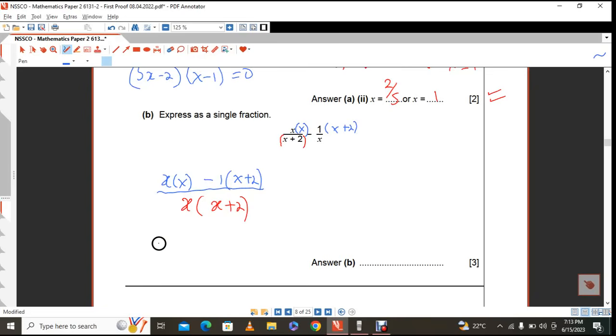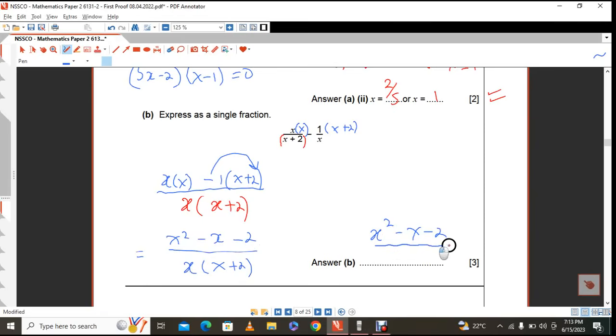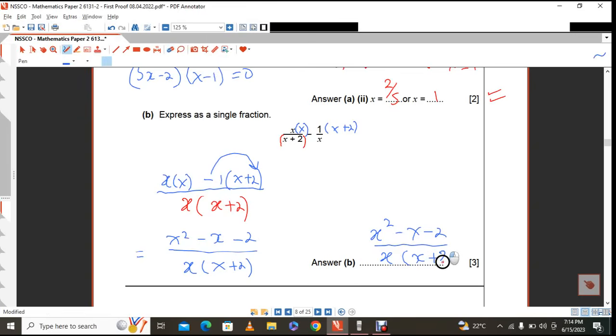Okay, we can go ahead and multiply out the brackets. Be very careful when you multiply here, you're going to have minus 2. And do not multiply out the denominator. Of course, this is the answer that you can give, or if you want to go further, you can factorize the numerator, but the answer is just x squared minus x minus 2 all over x, and then you have (x plus 2) in the brackets. And please remember the brackets, very important.